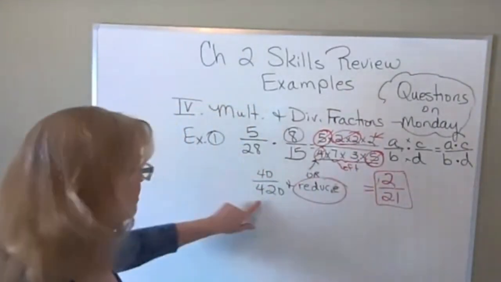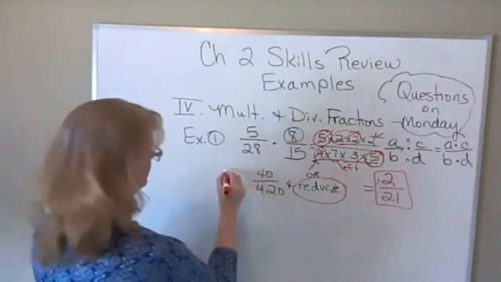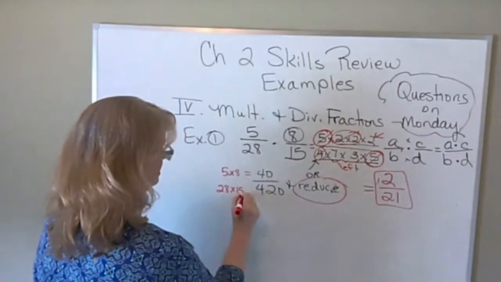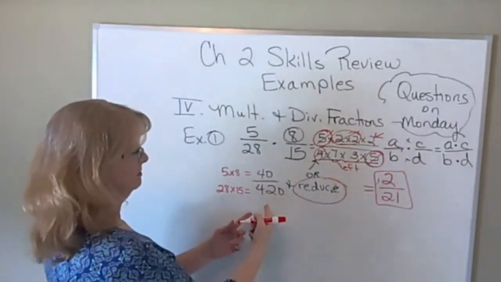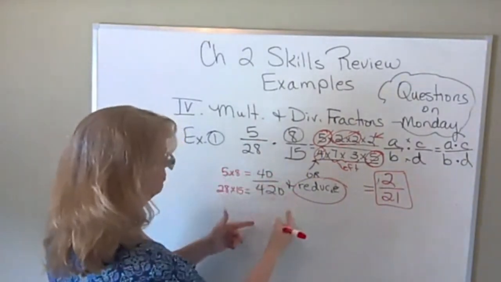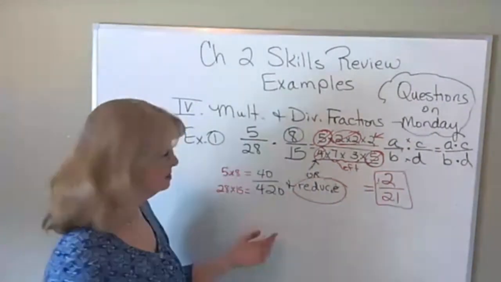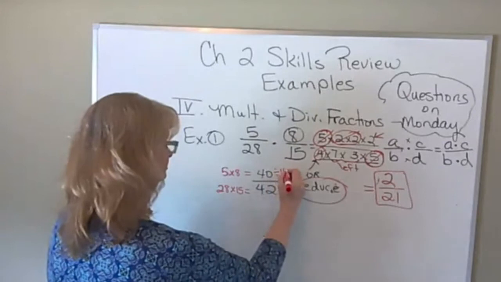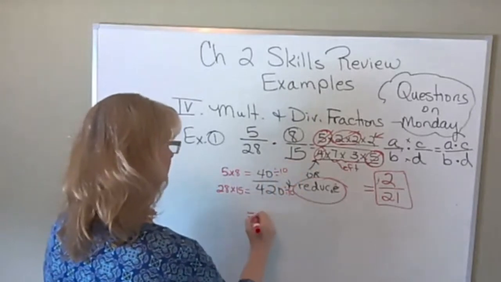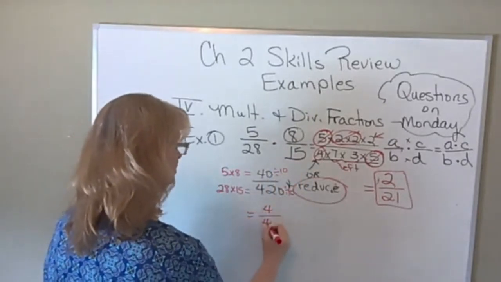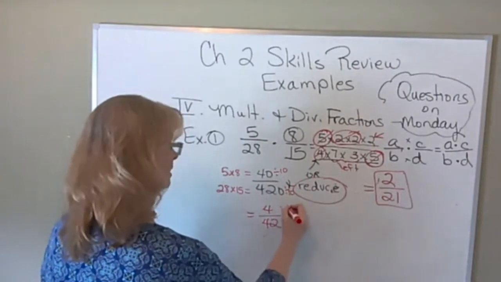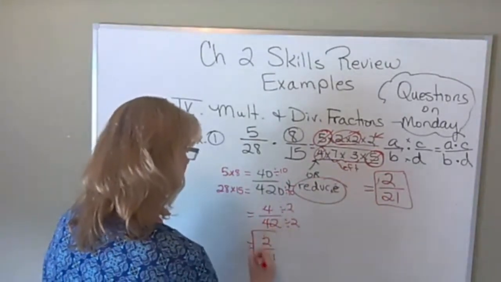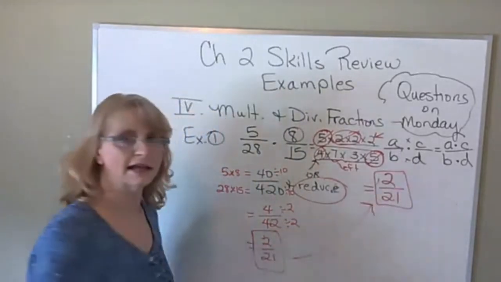Now, I would have gotten the same thing if I had done this. 5 times 8 and 28 times 15. I could have done it this way. And then I could have reduced it. This one's not too hard to reduce because you can divide by 10. Which would give you 4 over 42. And then you could divide by 2, which would give you 2 over 21. The same answer.